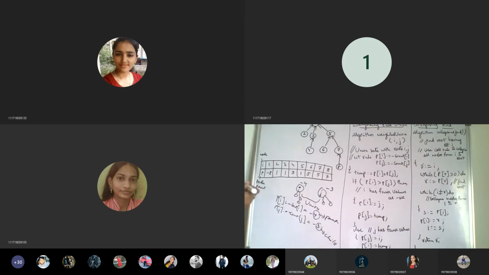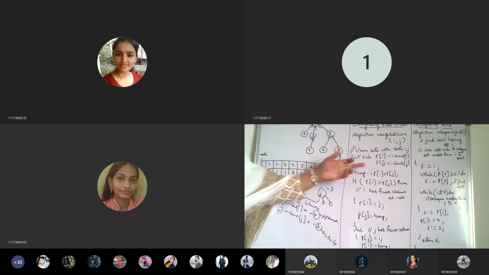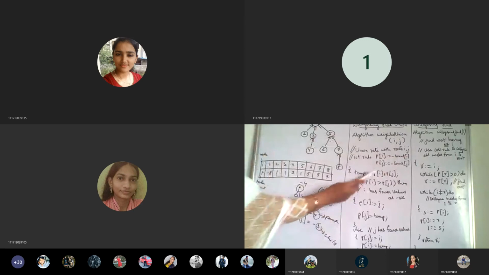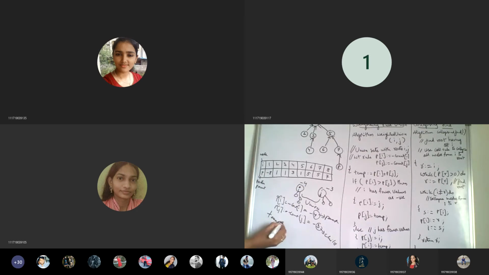In the algorithm, P of I is equal to minus count of I and P of j is equal to minus count of j. For the temporary value, we are taking -4 and -3. We maintain a variable temp equal to the sum of these two. What is -4 plus -3? It will be -7. After uniting both, the resulting tree will have 7 nodes, so we keep that value in temp.